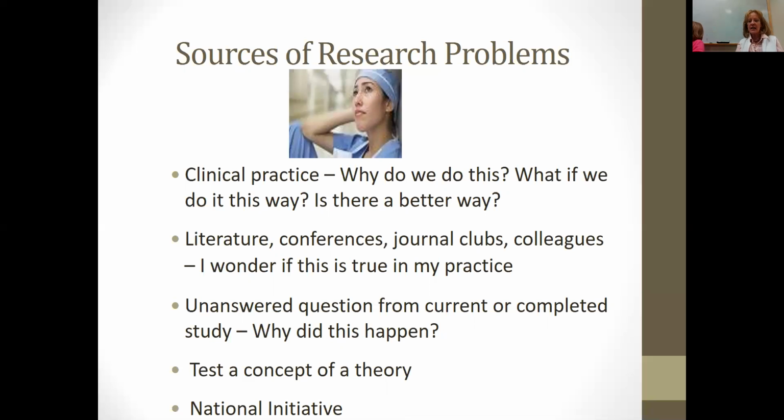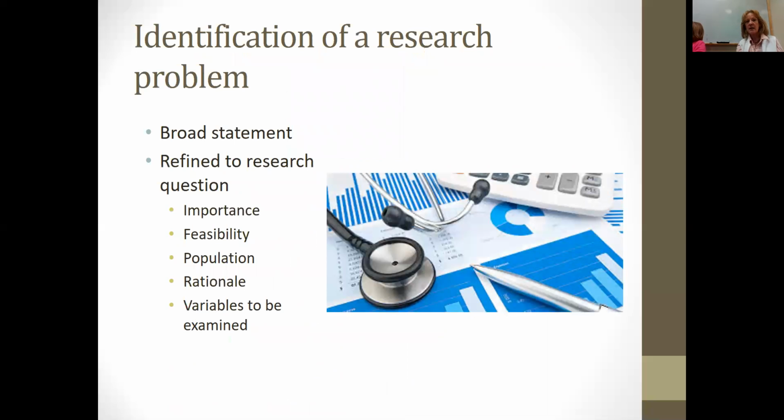So then you're going to get the unanswered questions from either the current studies being conducted or the literature of those completed studies and try to figure out why did this happen? And then what's the next logical question that I want to ask? Sometimes you test a concept of a theory or test a theory in itself, or it might be part of a national initiative or the hospital initiative, so it could be any of those kinds of things.